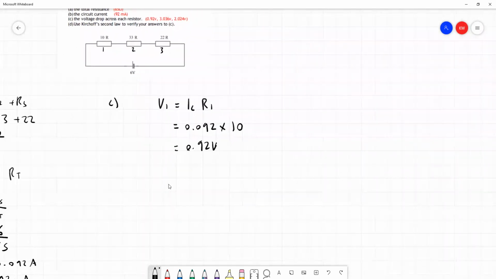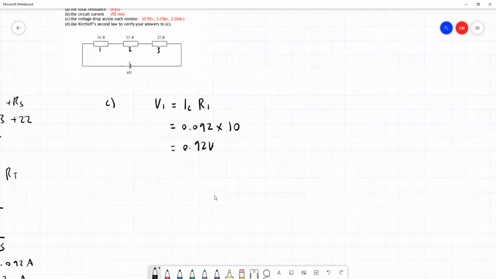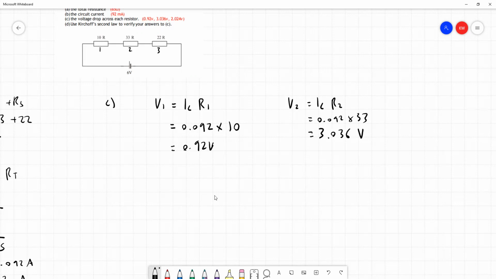Now we have to do the same approach for resistor 2 here, but again it's quite similar. The voltage across resistor 2 is going to be the circuit current times the resistance of that resistor. It's going to be 0.092 times 33. And we put that into our calculator, we're going to get 3.036 volts as our answer.